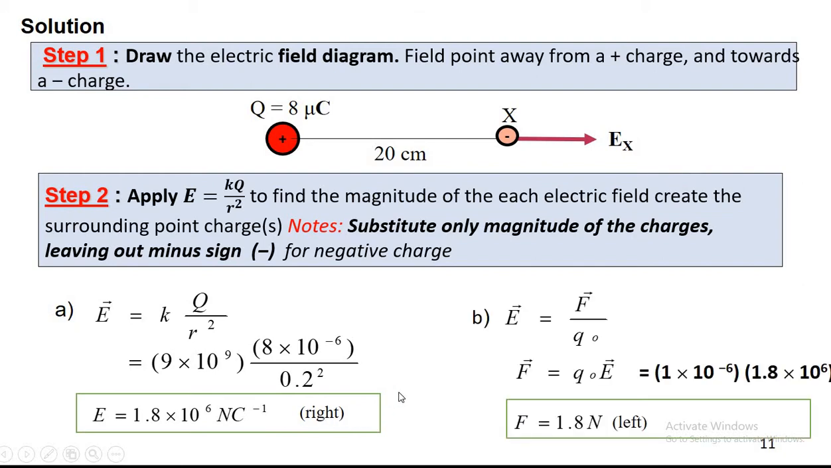B. Electric force F equal to QE. Your Q naught here is 1 times 10 to the power of negative 6. You multiply by the electric field produced by the point charge, equal to 1.8 times 10 to the power of 6. You get F equal to 1.8 Newton. Why to the left? Because the point charge and test charge are opposite, so the force acting is an attractive force. That means to the left.